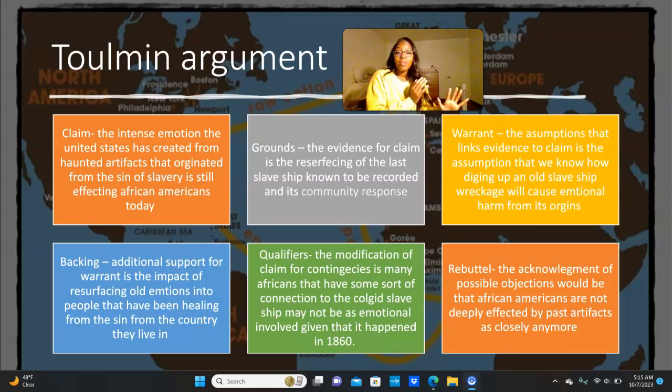For my qualifier and rebuttal, it did take a while for me to really find what the qualifier and rebuttal was, because people's emotional state is very different. So some people may feel more connected to it than others because it might be their great grandma, where other people don't feel as connected because it's like their great great great grandma, or not even their grandma, like a great niece, like a great uncle. All factors come into play with this.